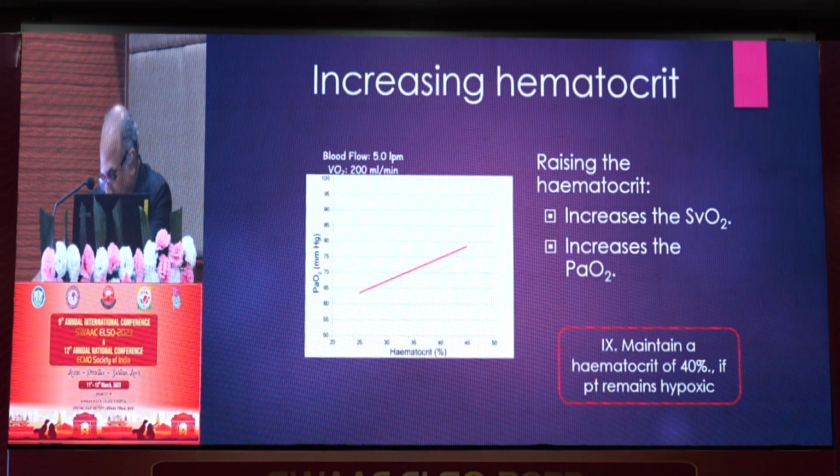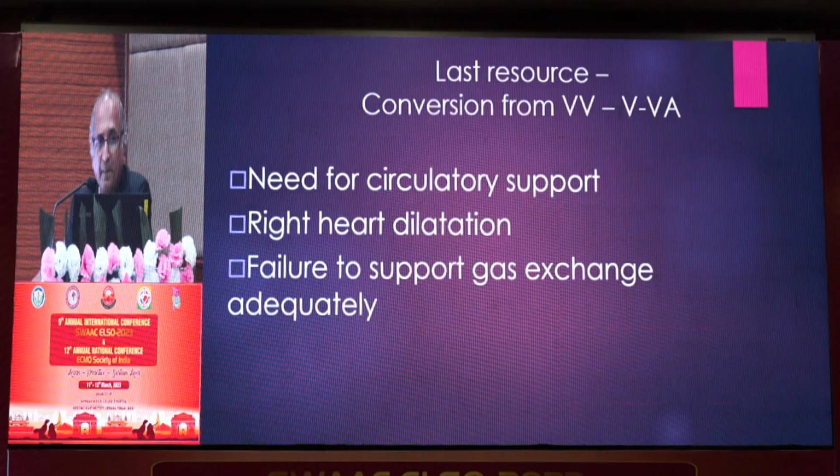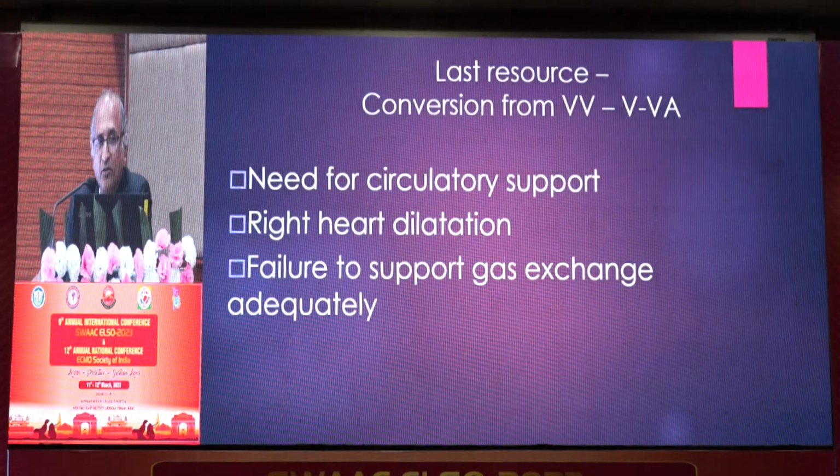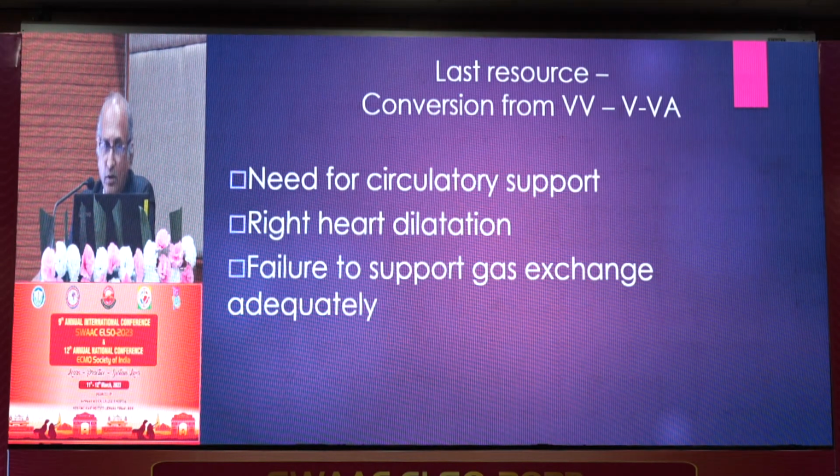If increasing the flow also does not help, then you have to think about increasing the hematocrit. So give blood and keep the hematocrit above 40 if the saturation is less than 80, and that probably helps improve the oxygen delivery. The last resort is going to be conversion of VV ECMO to VVA ECMO. When you require that, suppose you feel that you require circulatory support, or there is right heart dilatation or right heart failure, or there is a refractory hypoxia which requires correction, in that case you have to think about converting VV to VVA ECMO.